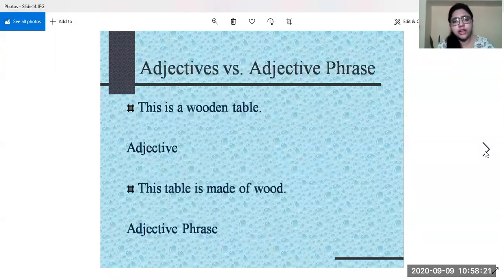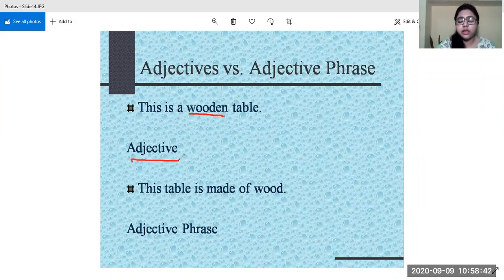Now there's a difference between an adjective and an adjective phrase, in the way of writing, not in the meaning. The meaning is the same, but the way of writing is different. Suppose we write only one word to describe the table, like this is a wooden table. We have written just the word wooden, which is an adjective describing the noun table. But if we write the adjective phrase for the same sentence, we will write it like this: this table is made of wood.